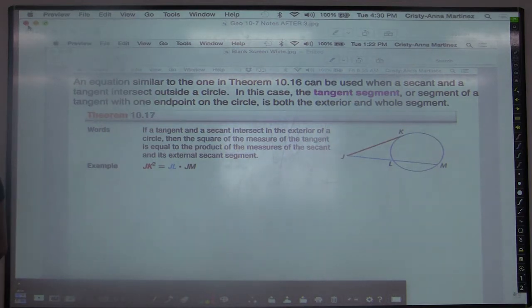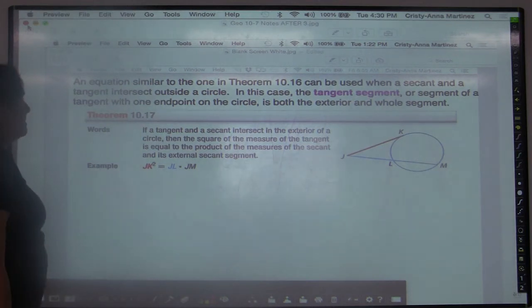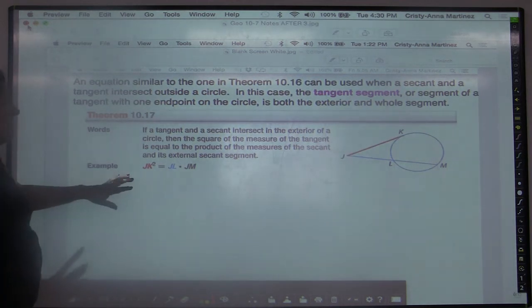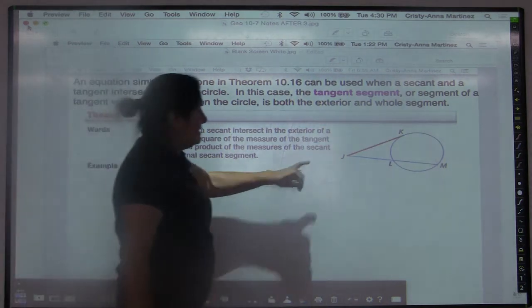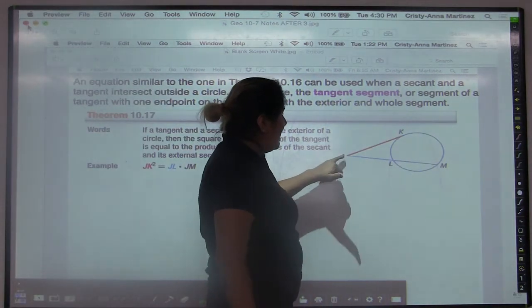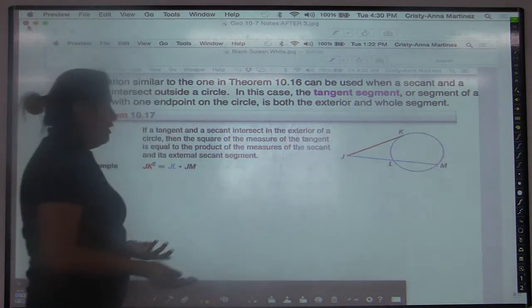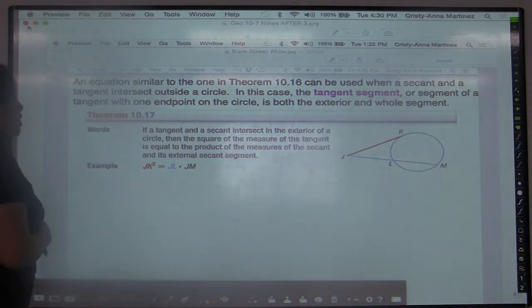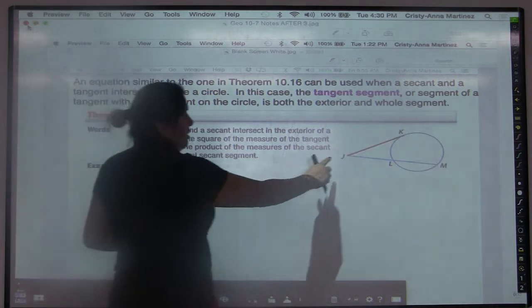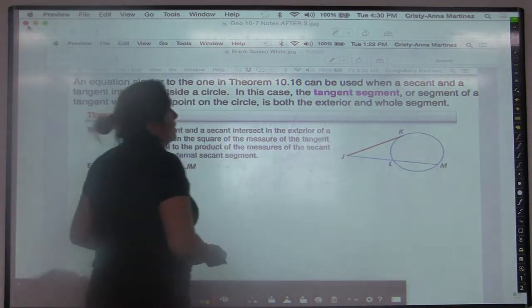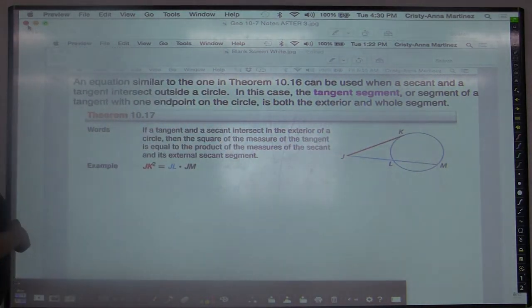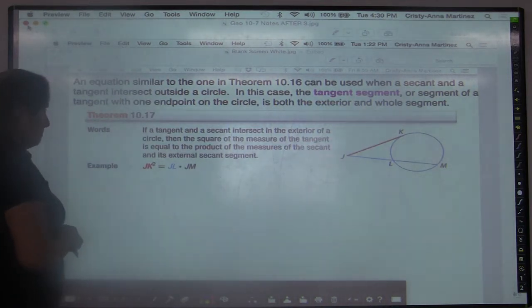All right, so here we have another similar theorem. It says an equation similar to the one in theorem 10.16 can be used when you have a secant and a tangent. So this one is different because instead of having two secants, you have a secant, which is Jm, and a tangent, which is Jk, that are intersecting outside of the circle. So in this case, we call Jk the tangent segment, okay? So the tangent segment is the segment of the tangent with one endpoint on the circle. So basically, in this case, Jk.